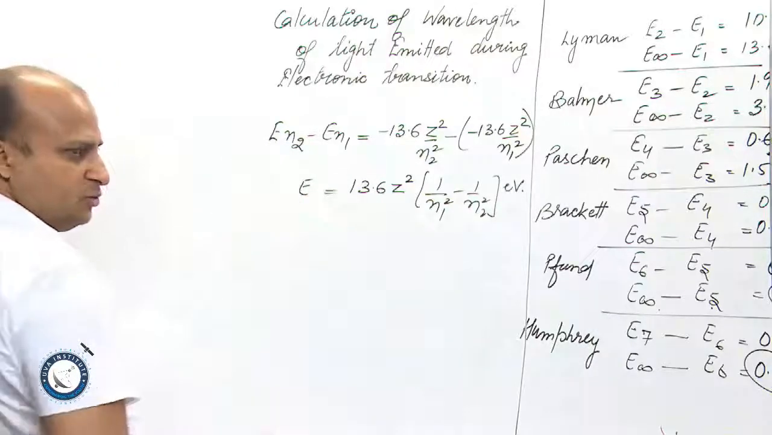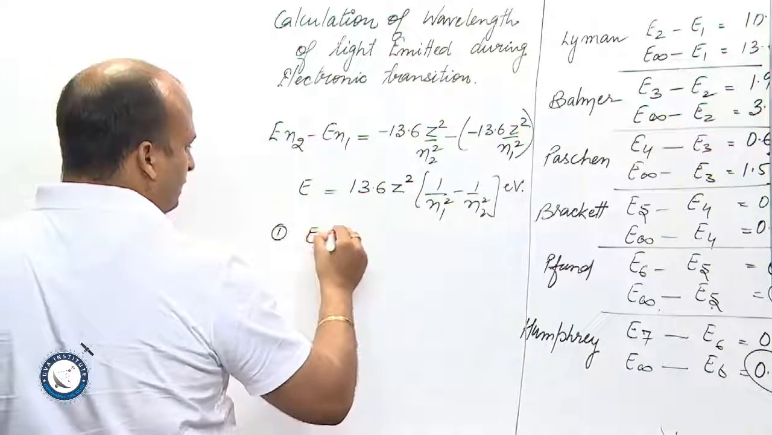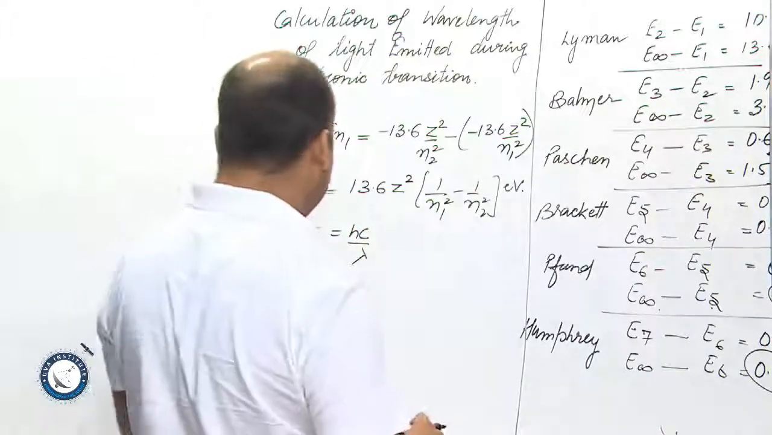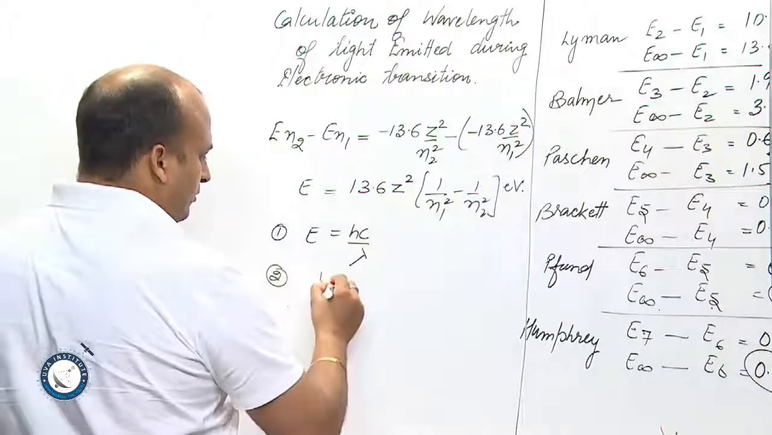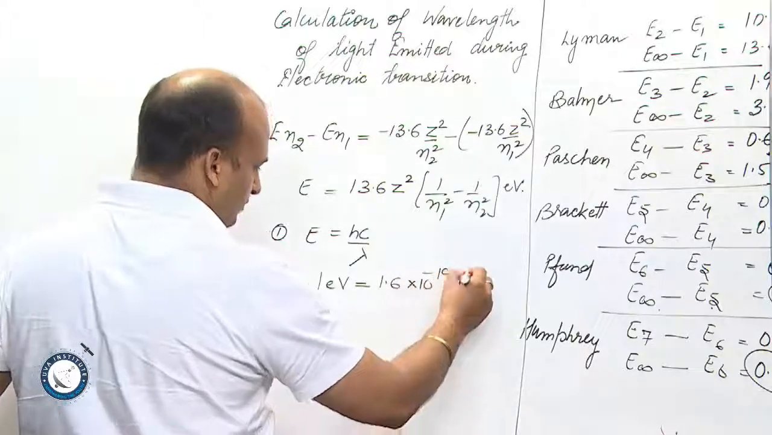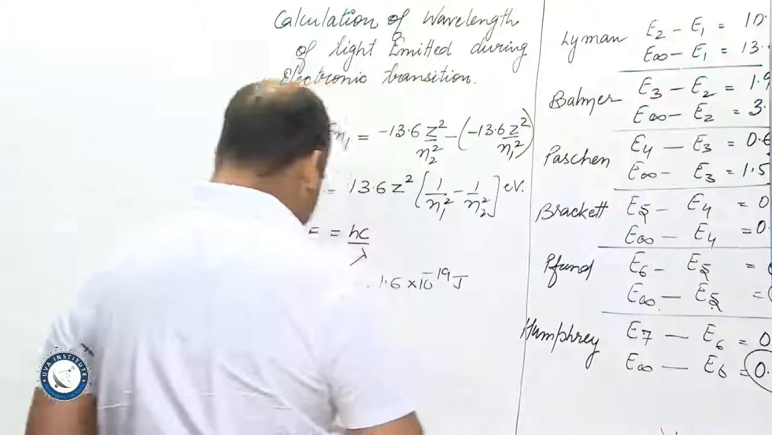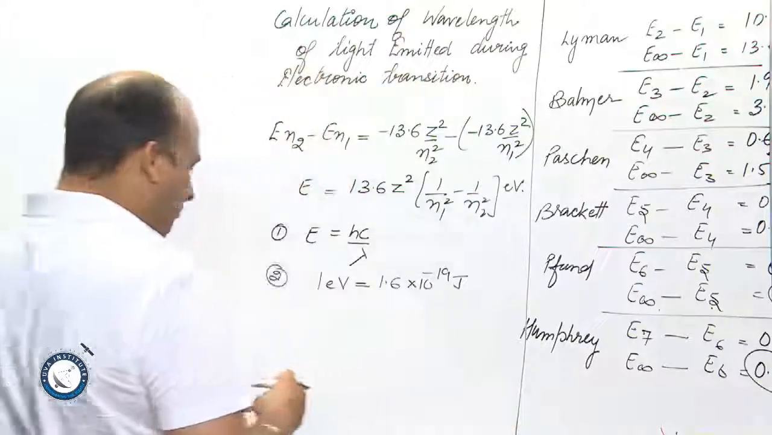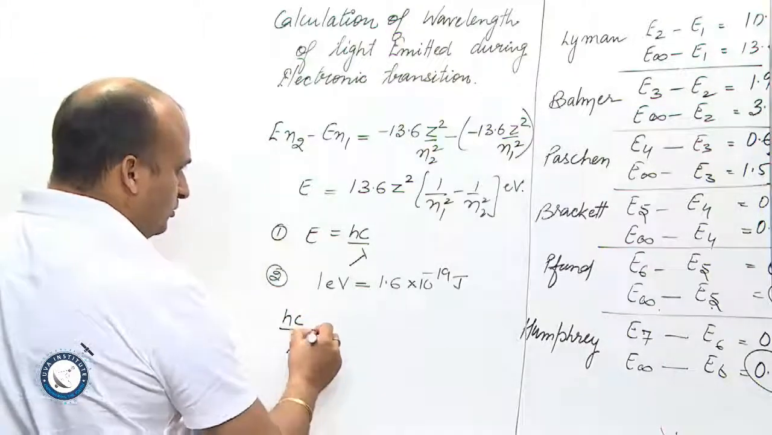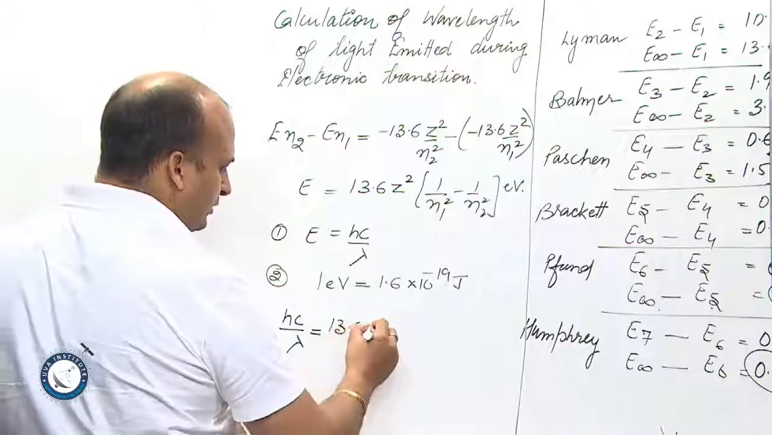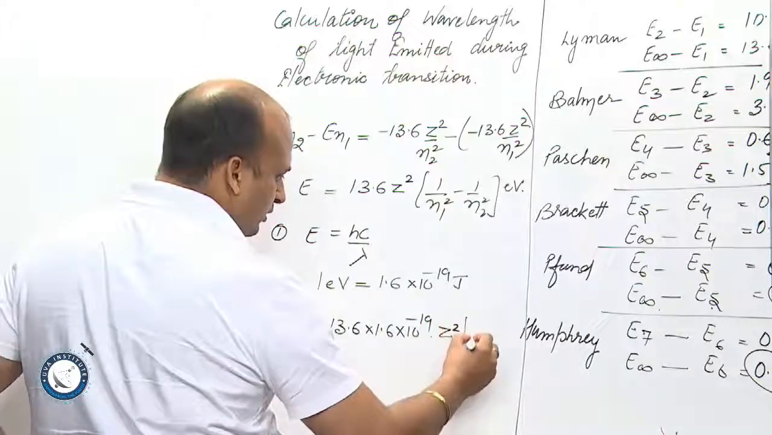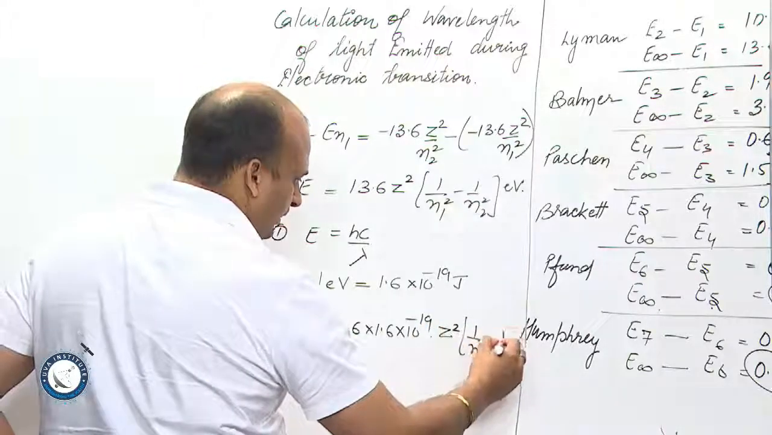Now there are two things which you need to know. First, E is equal to hc by lambda, and the second thing that you need to know is 1 electron volt is equal to 1.6 into 10 raised to power minus 19 joules. Right? So if I put both these things over here, I will be getting hc by lambda is equal to 13.6 into 1.6 into 10 raised to power minus 19 into Z square into 1 by N1 square minus 1 by N2 square.